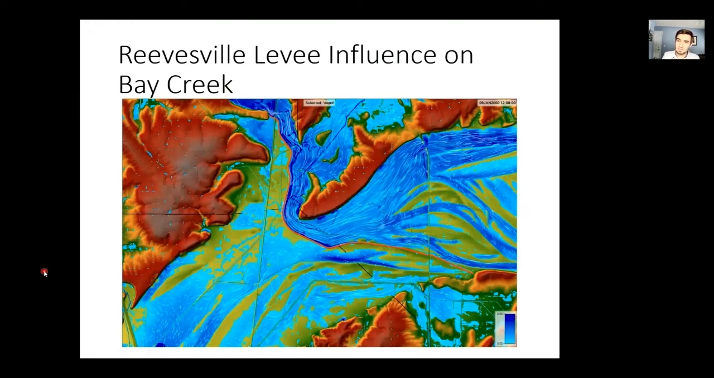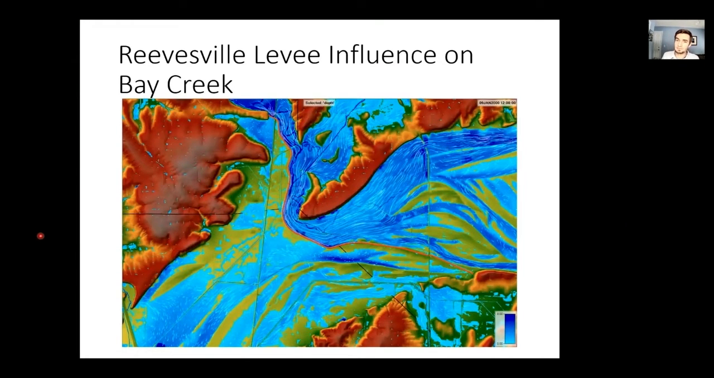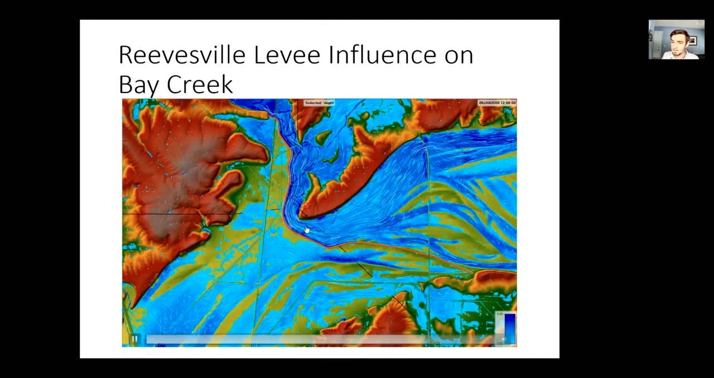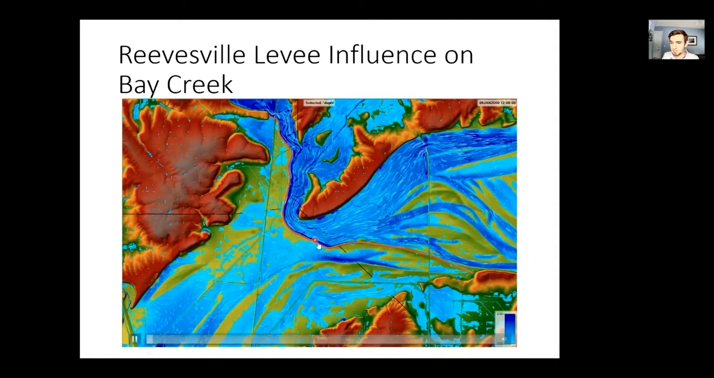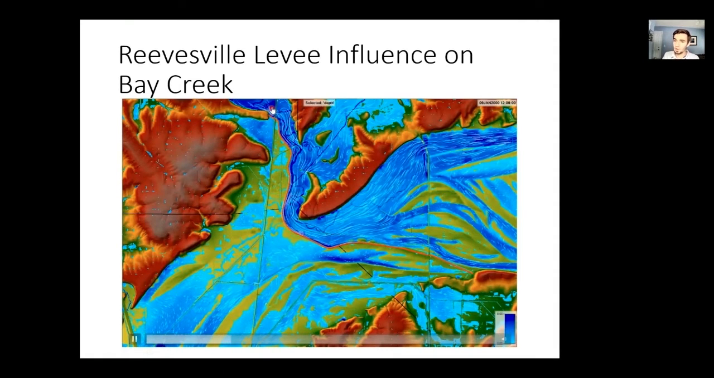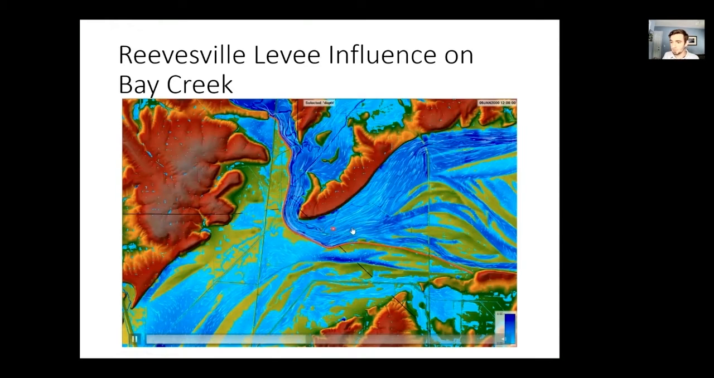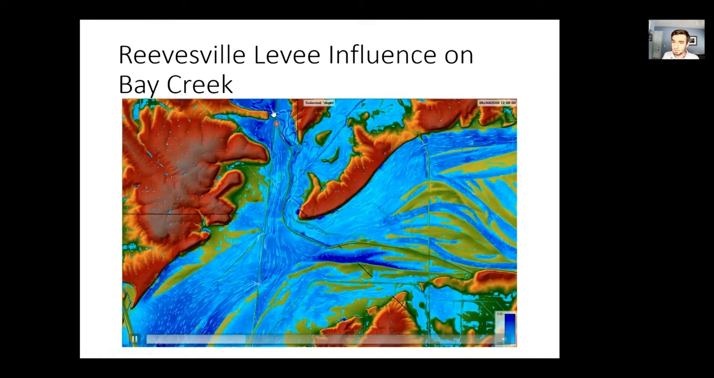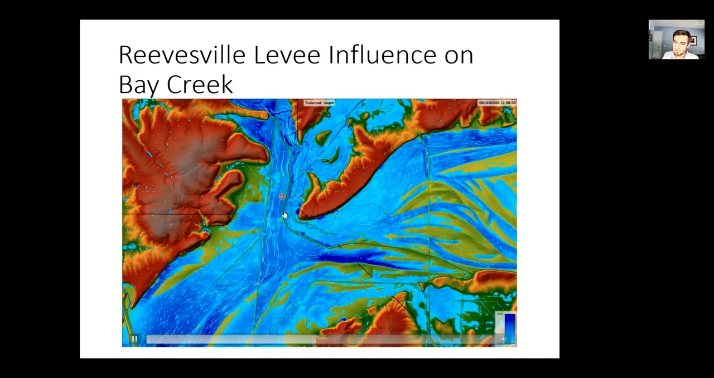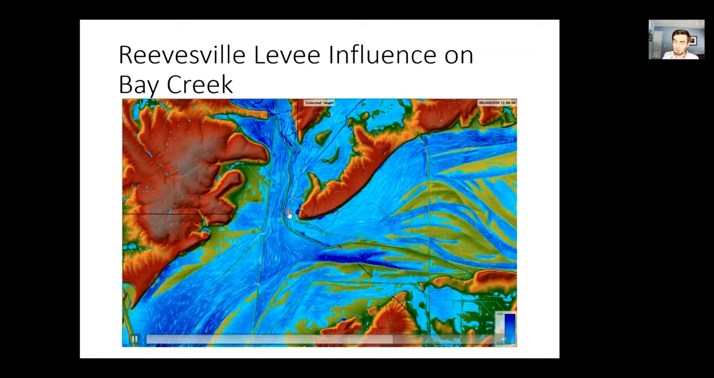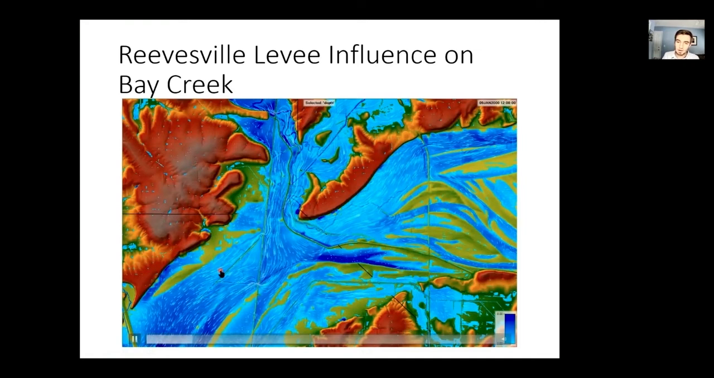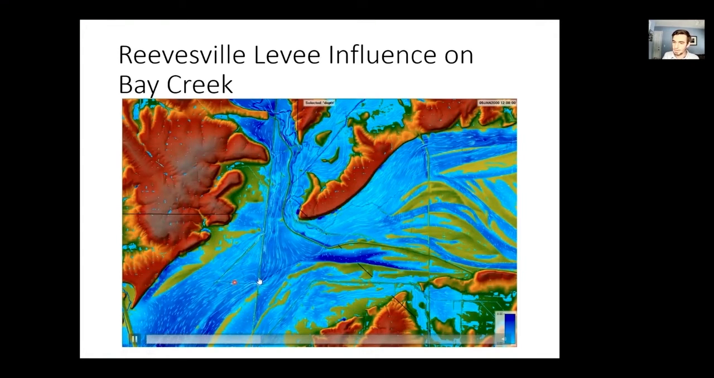And to understand why this is, we had to look at the Reevesville levee influence on Bay Creek. You'll remember that Bay Creek was one of the other main watersheds that come into this Cache Valley system. With the Reevesville levee, all those high flows on Bay Creek are forced to flow to the east towards the Ohio River. But as soon as we remove the Reevesville levee, those high flows on Bay Creek, once they reach the Cache Valley, are allowed to bifurcate, with a very substantial portion of that flow moving off to the west towards Main Ditch and the lower Cache.